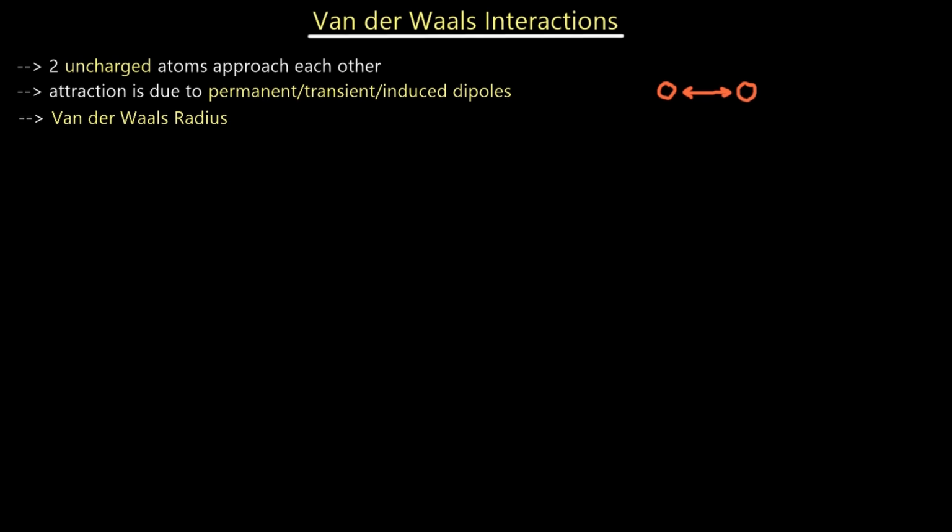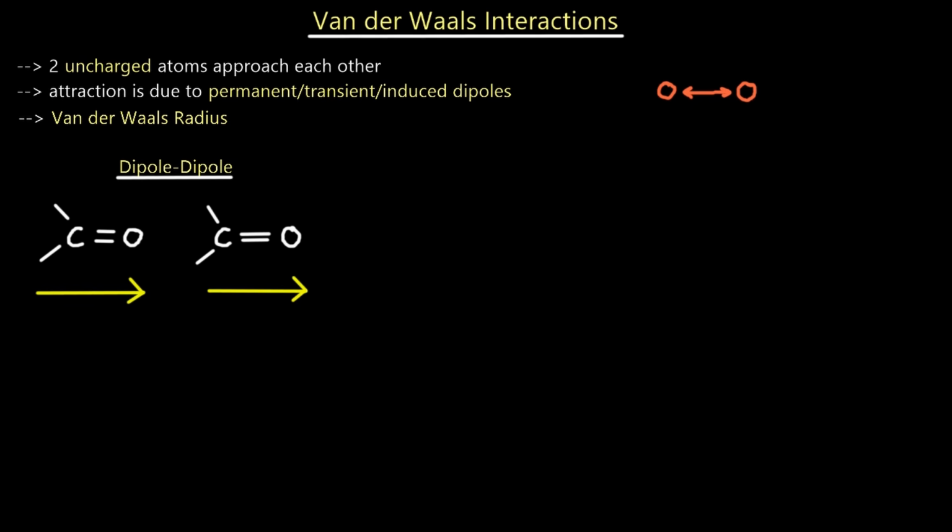So let's take a look at examples of the three most common types of van der Waals interactions that are based on dipoles. First, we're going to take a look at dipole-dipole interactions.